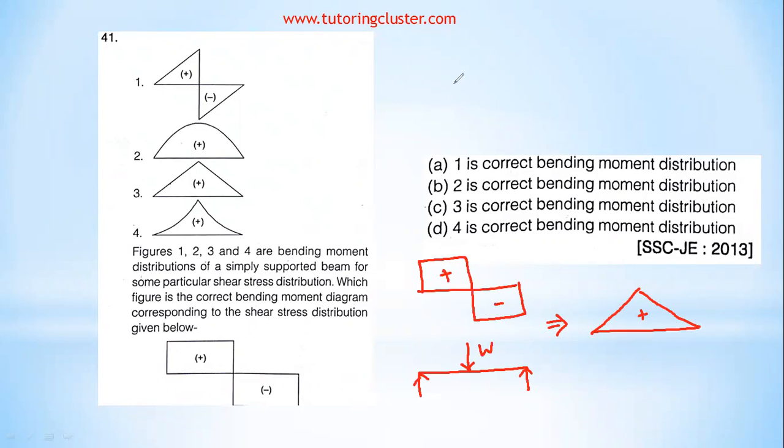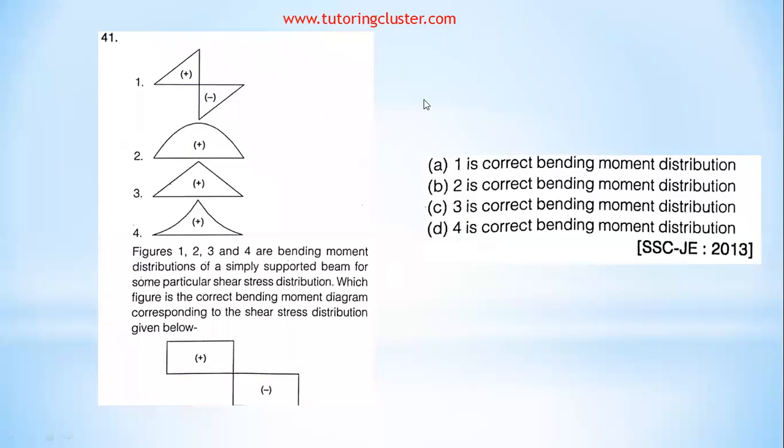Okay, so basically this is what? This is for shear stress distribution. This is what? Bending moment. And this is what? Loading. So basically it's a case of what? Simply supported beam. So only they have given you shear stress distribution and they have asked you bending moment, right? So what will be the correct option? It will be which figure? It will be 3, right? So 3 is the correct bending moment distribution.